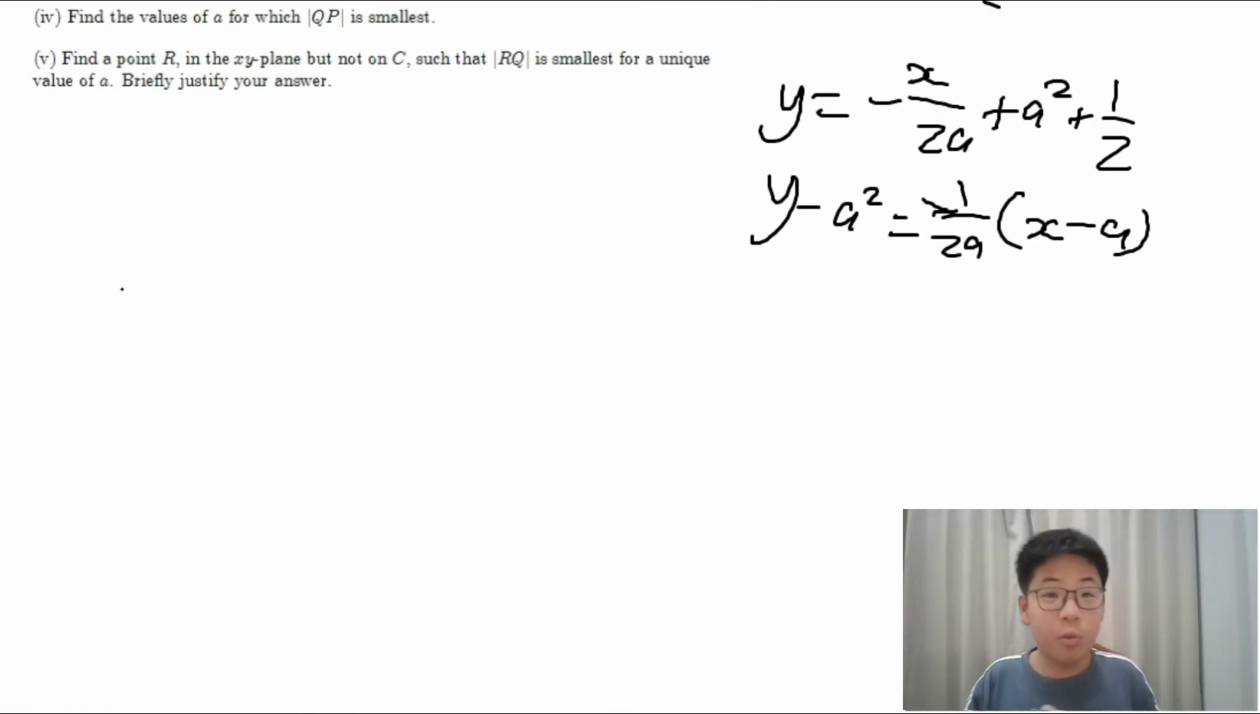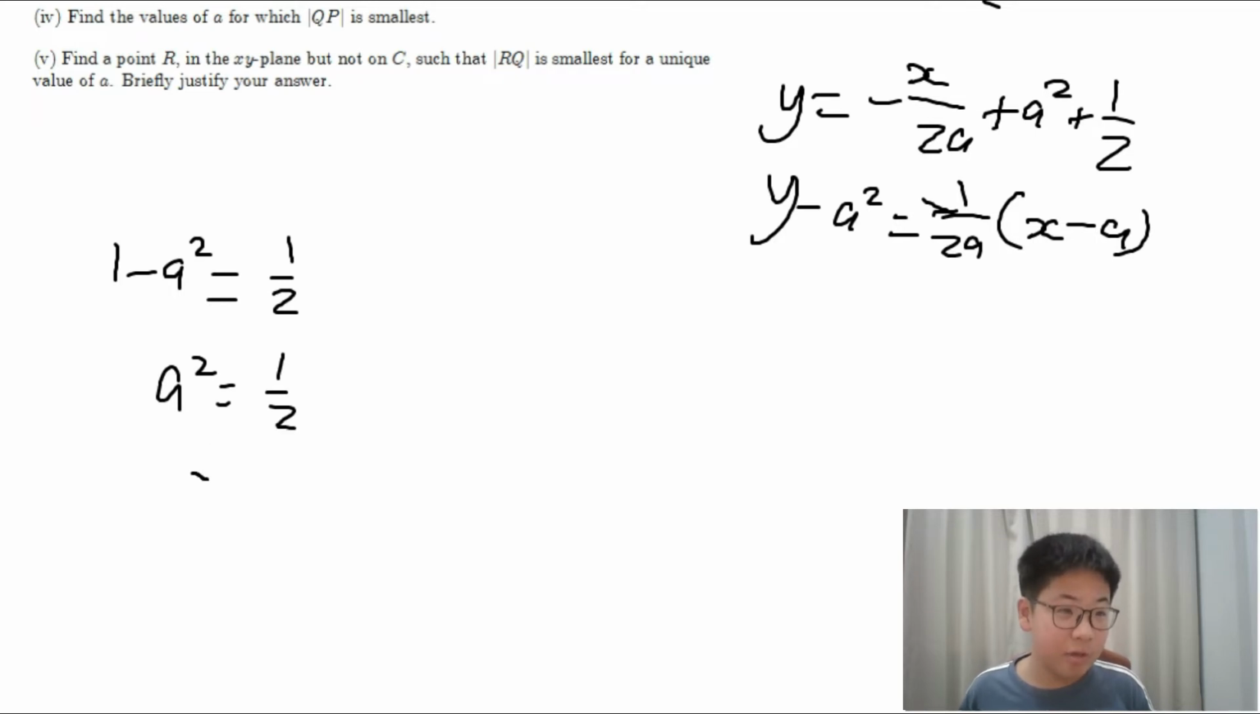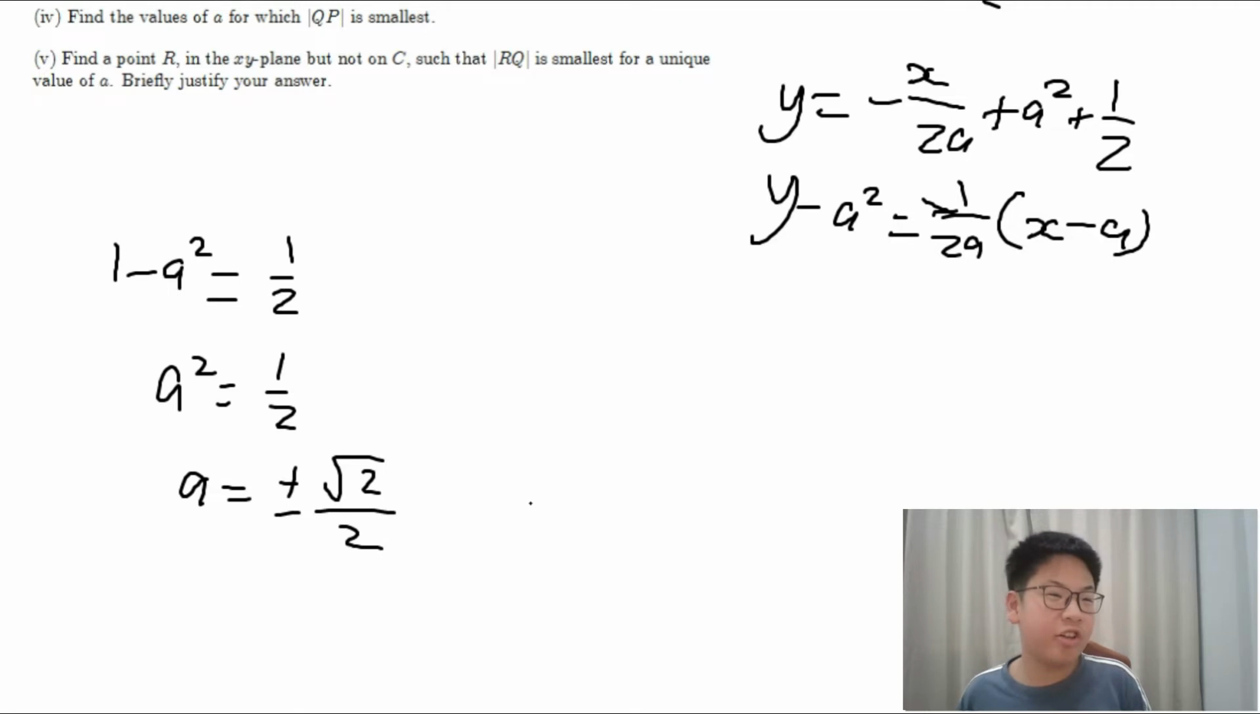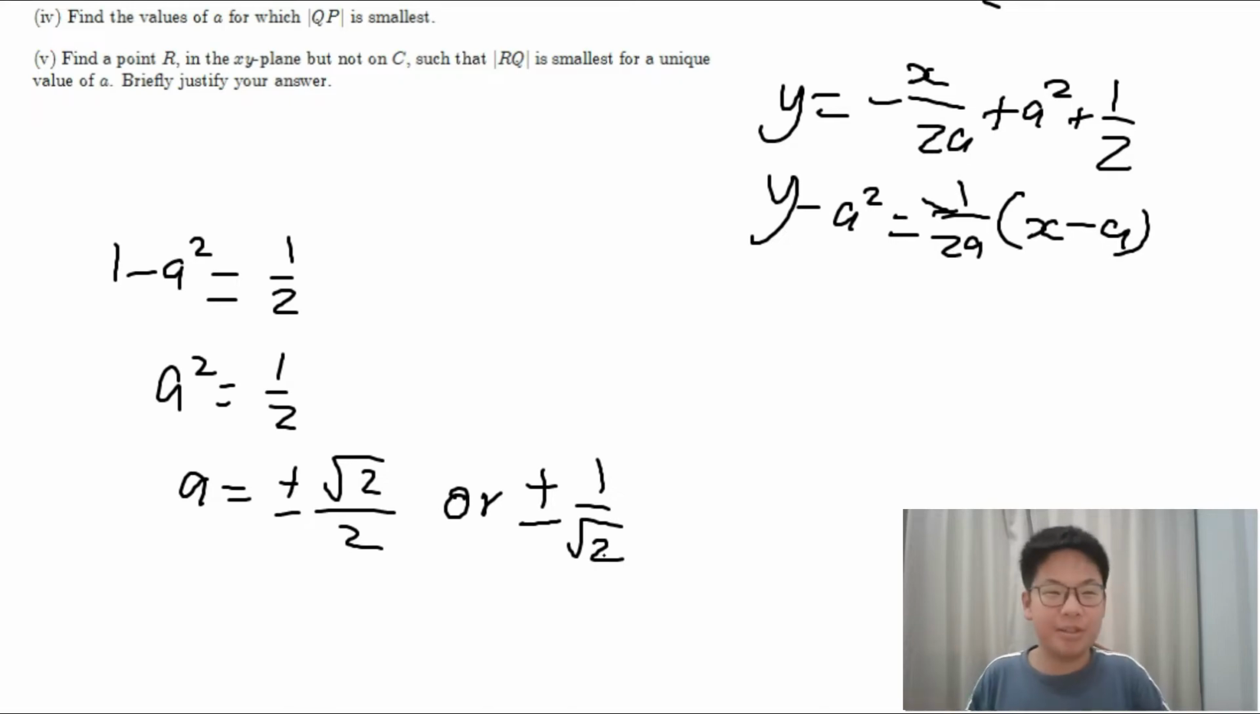So, for what values of a does L pass through P? Let's substitute y equals 1 and x equals 0. So, 1 minus a squared equals half. So, a squared equals half. So, a equals plus or minus the square root of 2 over 2. Or if you don't like denominators unrationalized, you can have plus or minus 1 over the square root of 2. Either way is fine. I like my denominators rationalized, but it's up to you.